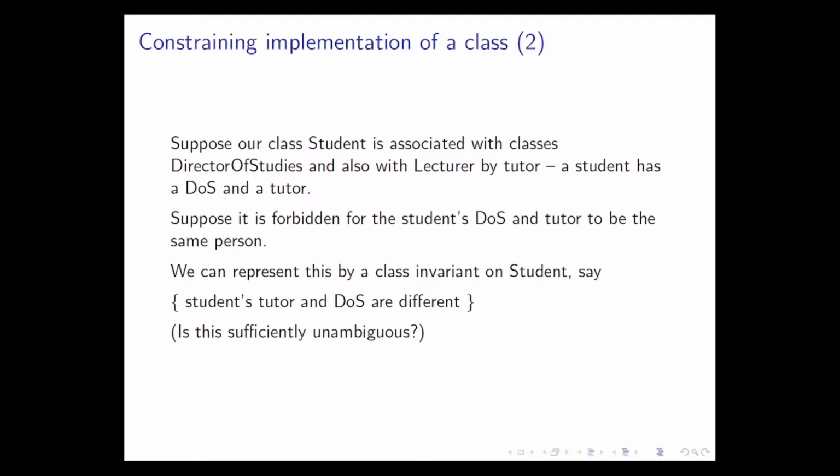Okay, so it is possible in principle for an object that is linked to a given student, considered as director of studies, to turn out to be the same object as the object which is linked with the student when the object is considered as a lecturer. And suppose that's not allowed. The student's supposed to have two different people that they can go to. And you can represent that by a class invariant on Student. We could write in English, student's tutor and DOS are different. And as always with constraints or statements about software expressed in English, we have to ask ourselves, is that sufficiently unambiguous? Now that's a question for you to take away and ponder.